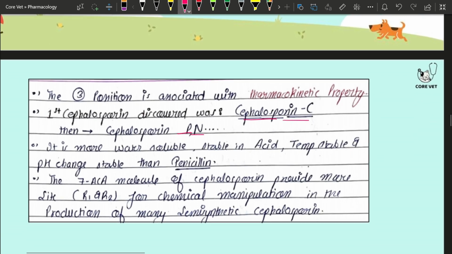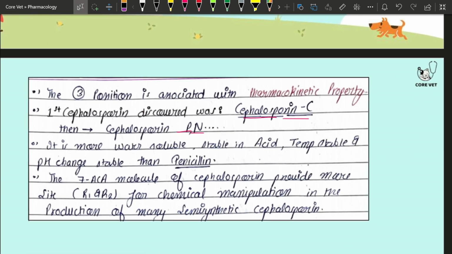If we talk about the difference between the cephalosporin and the penicillin, we know that penicillin G, the benzyl penicillin that we discussed in the penicillin lecture, was thermolabile and acid labile. The cephalosporin is more water soluble, more stable in acid, and more temperature stable, meaning thermostable, in comparison to the penicillin, which was quite susceptible. That's why we generally administer the penicillin through the intramuscular route.